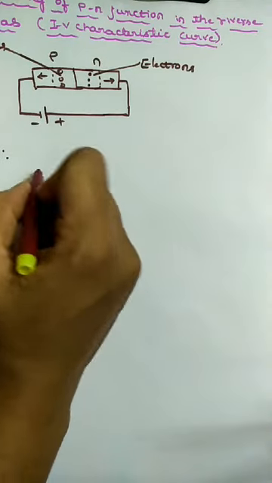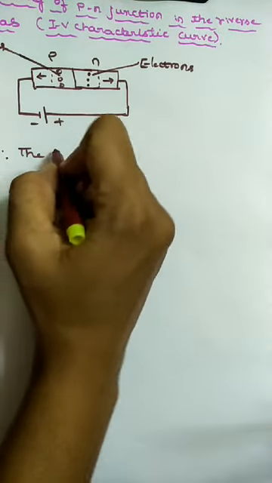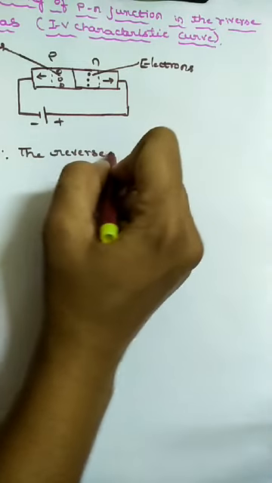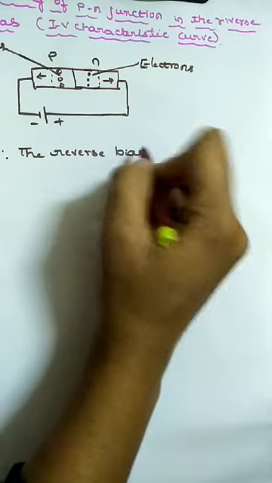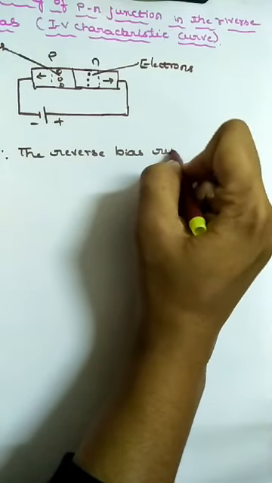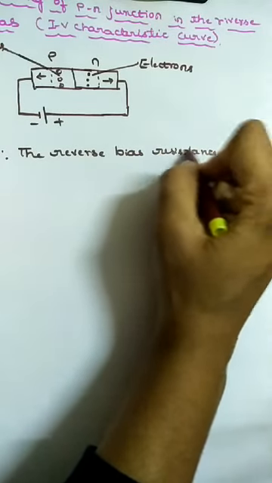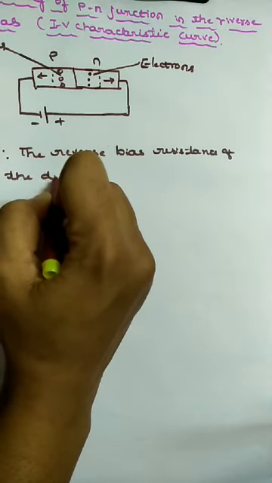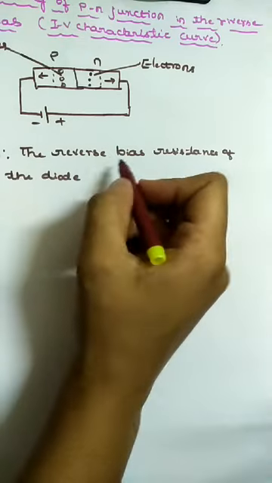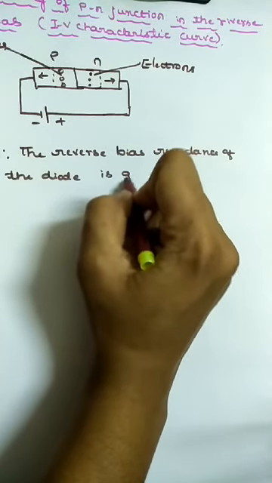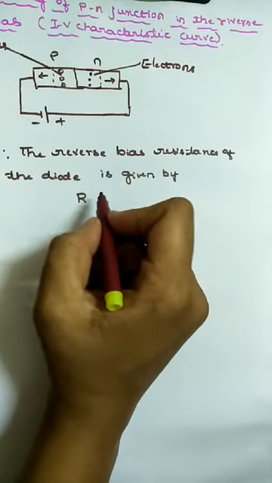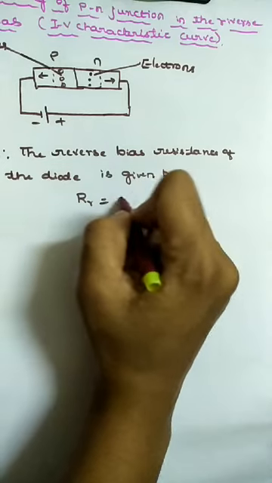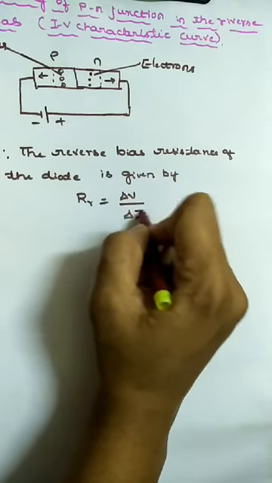Therefore, the reverse bias resistance of the diode is given by R equals delta V by delta I.